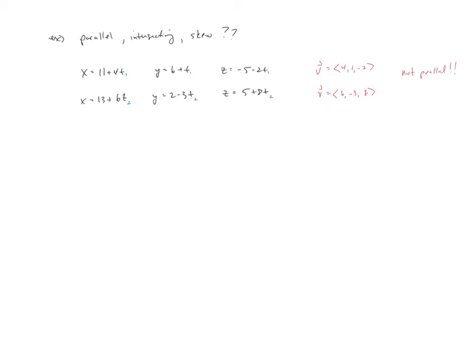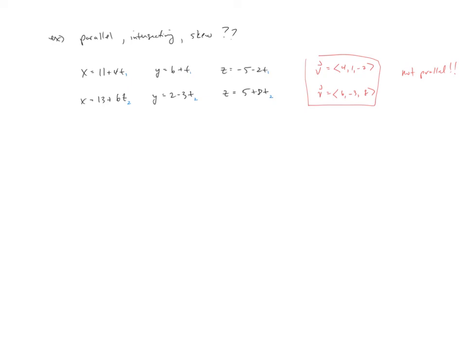So how can I say that? I can say that because these 2 vectors are not scalar multiples of one another. Since they're not scalar multiples, the lines cannot be parallel. So to figure out then if they're intersecting or skew, we'd want to determine if they're intersecting. If they're not, then the conclusion would be skew.